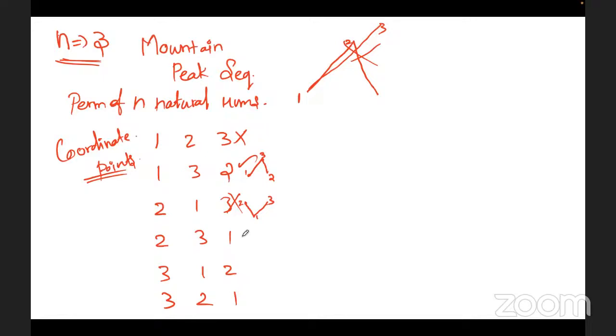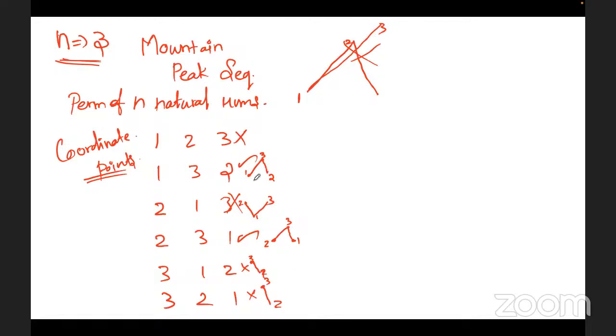So 2, 3, 1 will create a mountain peak. How is that? So 2, 3, and 1. Okay. So 2, 3, 1 creates a mountain peak sequence. 3 is always higher. So 3, 1 for sure it won't, and also 3, 2 it won't.